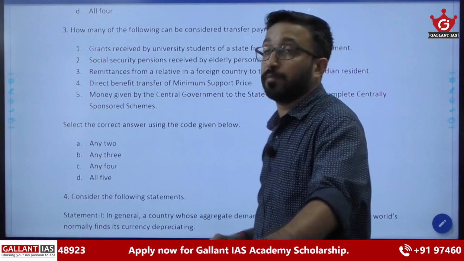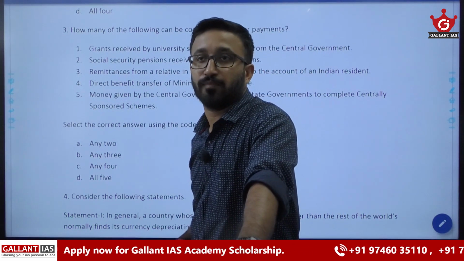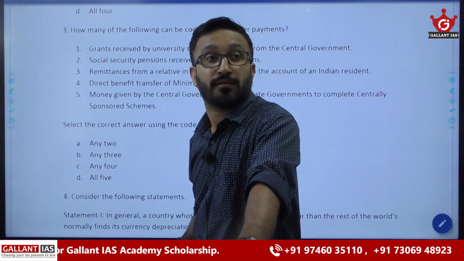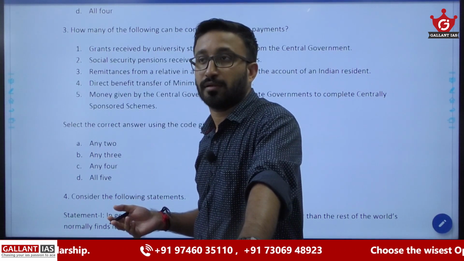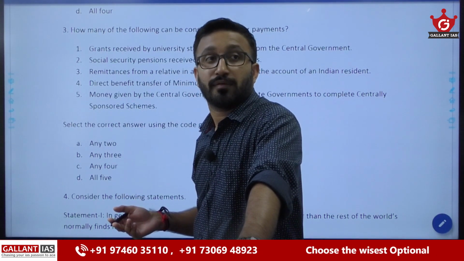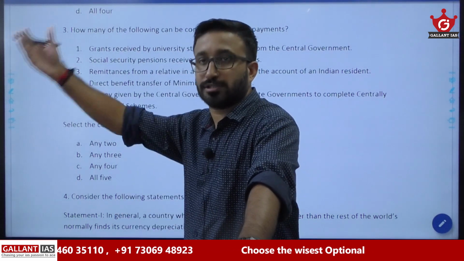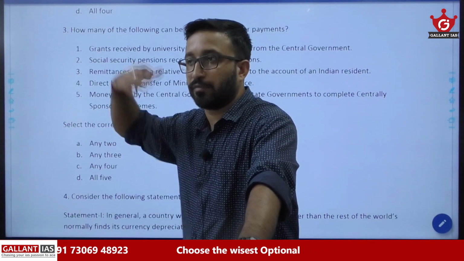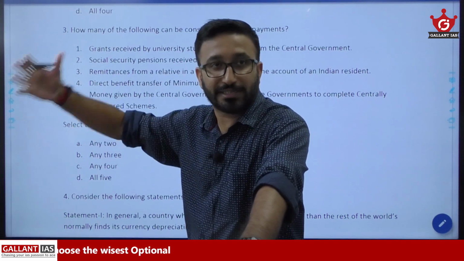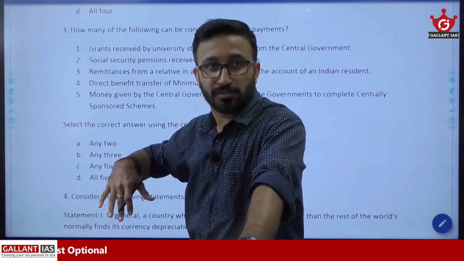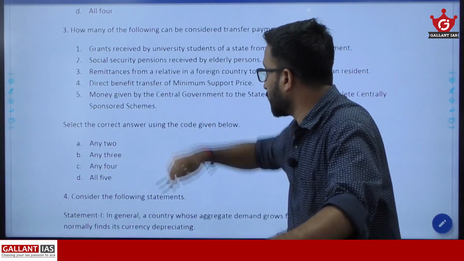4th one, what about that? Direct benefit transfer of minimum support price, MSP. Is it a transfer payment? Why? Because you are providing goods. You are providing rice or wheat or anything. So that's not a transfer payment. അങ്ങോട്ട് എന്തെങ്കിലും വിറ്റിട്ട് അതിൻ്റെ കാശാടെ കിട്ടുന്നത്. So that's not a transfer payment. So 4th one is wrong.